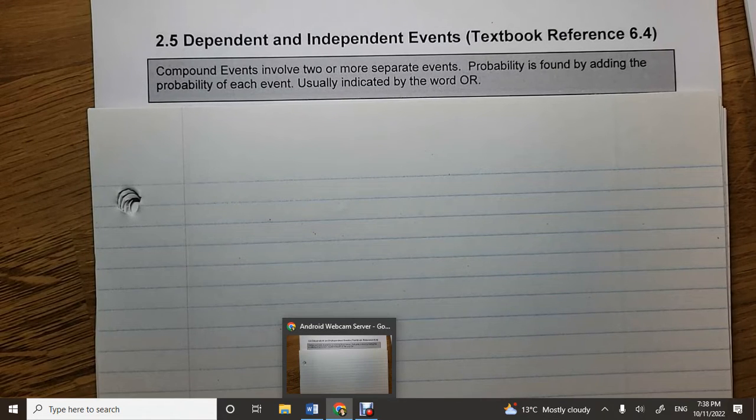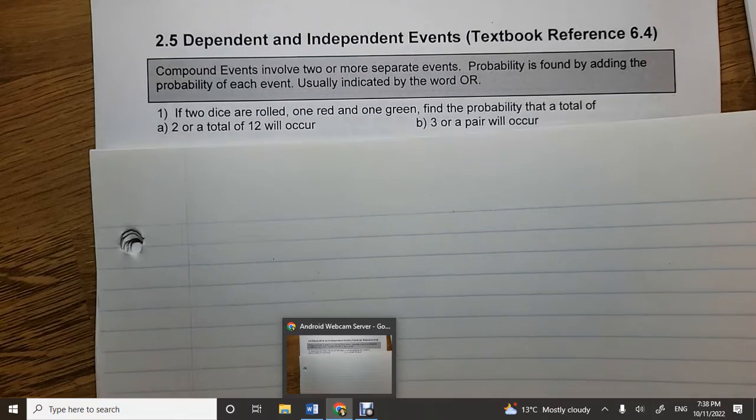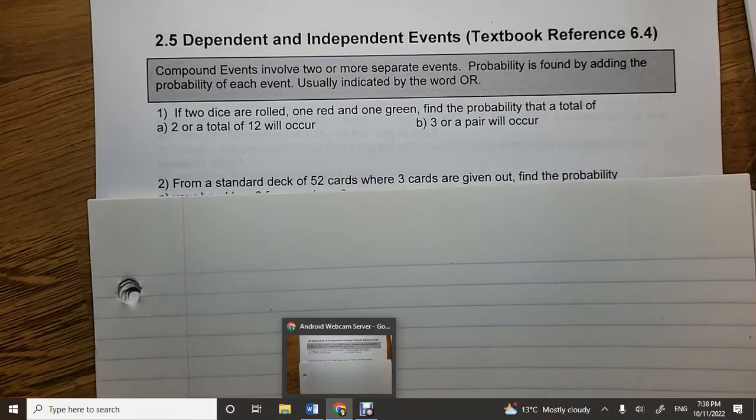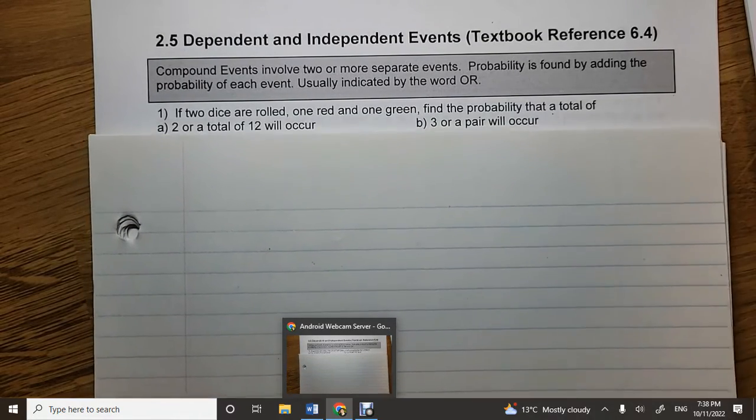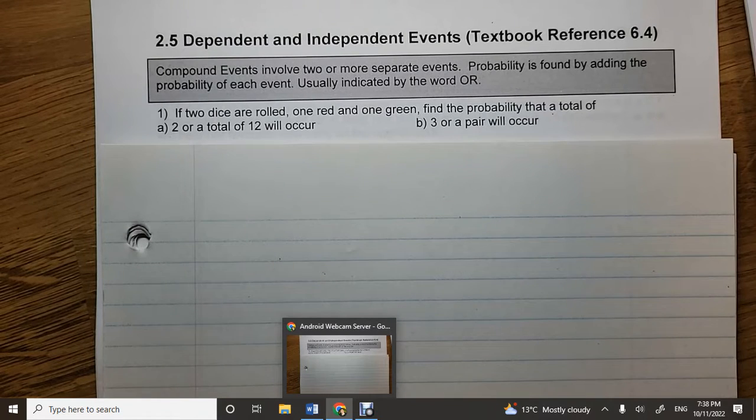So let's start off here with compound events involve two or more separate events. Probability is found by adding the probability of each event. Usually the word "or" is indicated. So let's look at the first question here. You guys have space to write, but I'm going to write on this line paper here instead. Okay, so let's see question one.